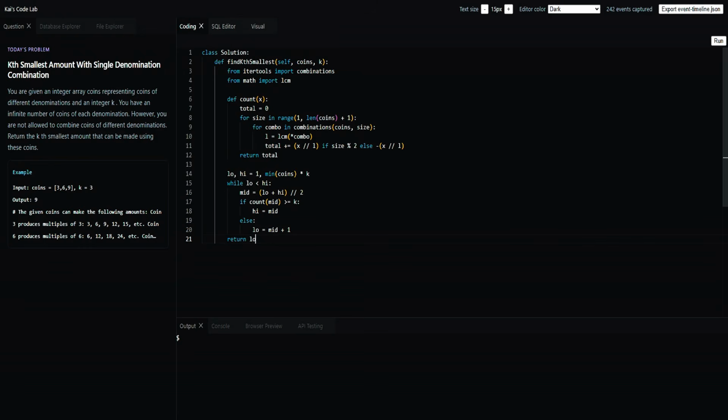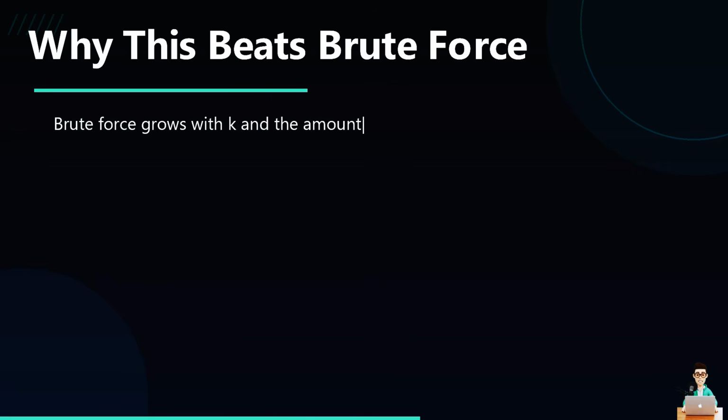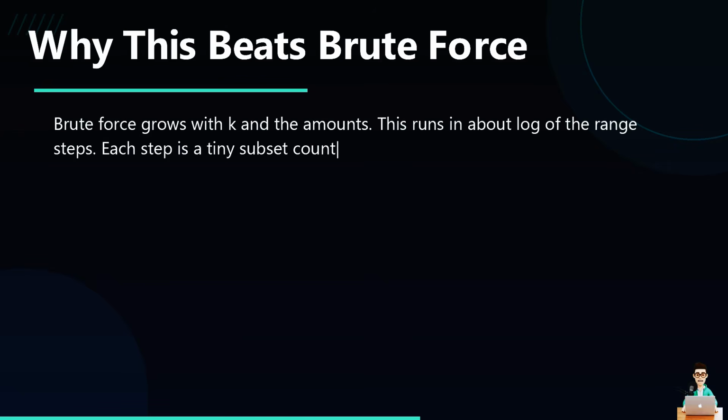Brute force has to grow a list sized by k and by how large the amounts get. This approach never grows a list at all. It takes roughly log of the range steps, and each one just does a small subset count.